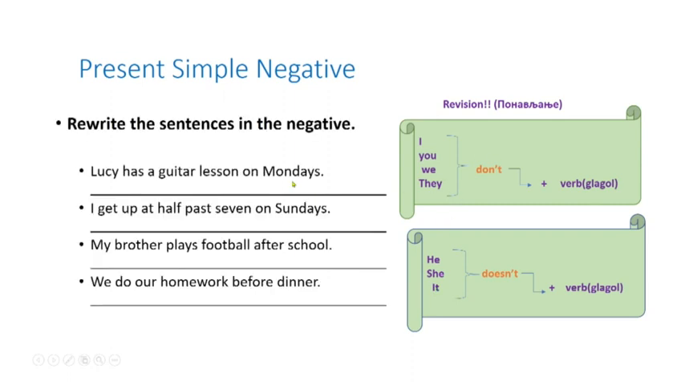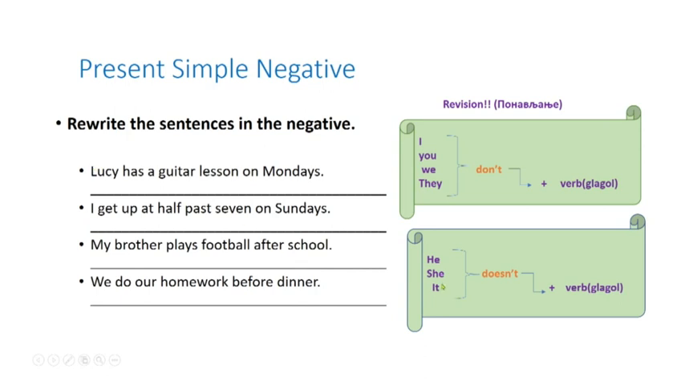So let's see the sentences. Rewrite these sentences into negative form. Hajde da ove rečenice napišemo u odričnom obliku. We have the sentence Lucy has a guitar lesson on Mondays. Lucy ima čas gitare ponedjeljkom. And we say on Mondays, što znači svakog ponedjeljka. And how we can say Lucy nema čas gitare ponedjeljkom?